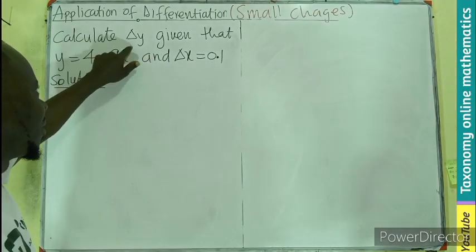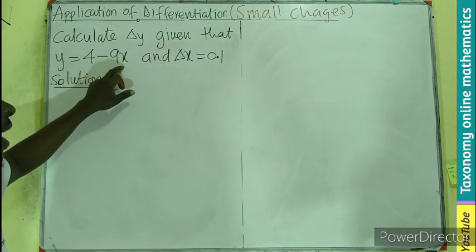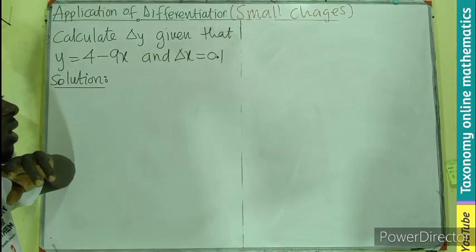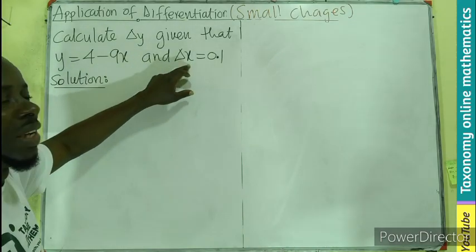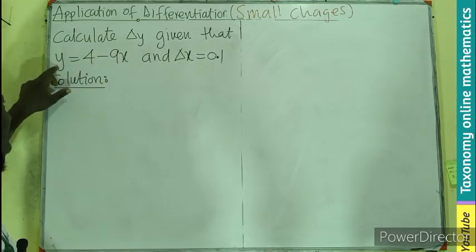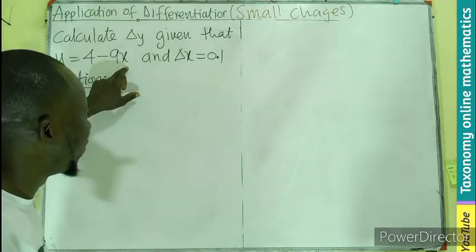So we have to calculate delta y, given that y equals 4 minus 9x and delta x equals 0.1. So this is the change in the x, and the change in the y is what we are looking for. The y is here and the x is here. So I'll begin with the alternate method first.